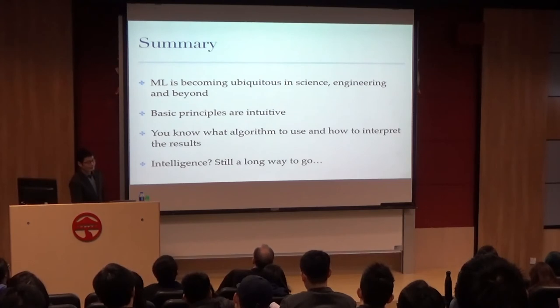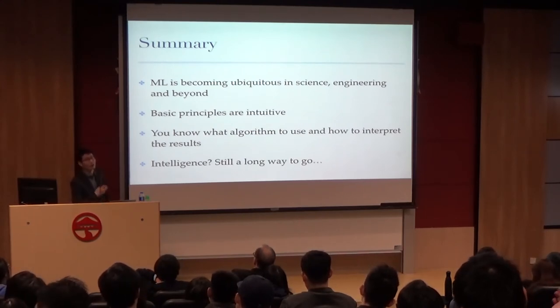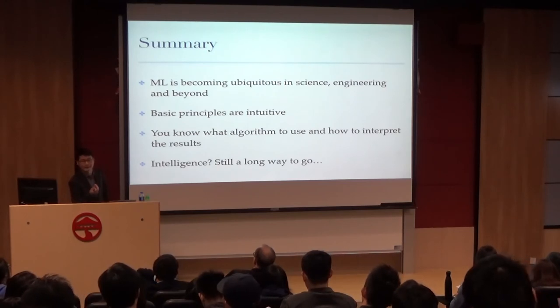Okay, to summarize, machine learning is really an important problem, and a ubiquitous problem in science, engineering, and beyond. Almost everywhere, you have to deal with data. You have to learn something from data. That's why we always make use of machine learning.